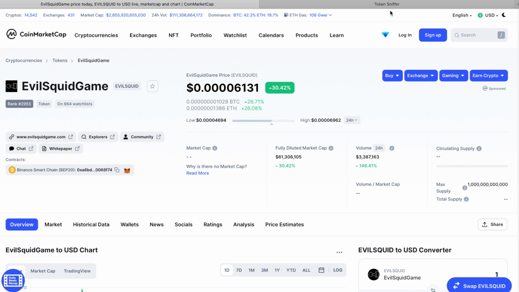Whenever you try to invest, don't forget, just do a quick check. It only takes 2, 3, 5, 10 seconds. Just copy the contract, go on the website, paste it there, check the details, and then, yeah, feel free to invest or not. It's all up to you.